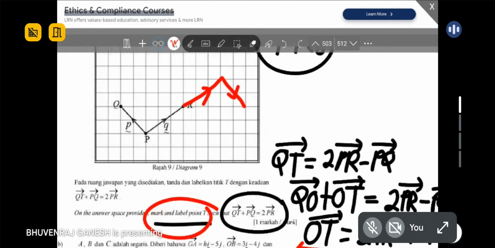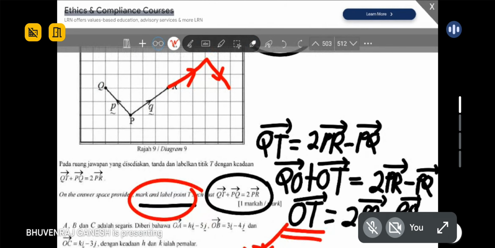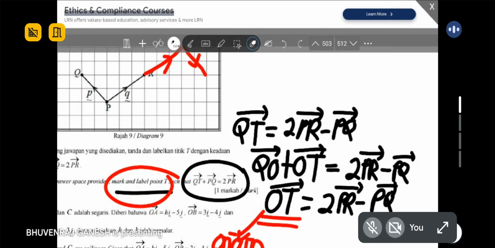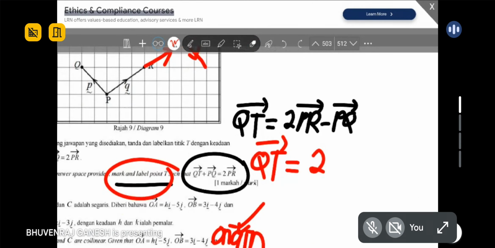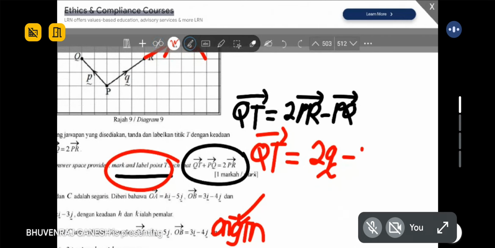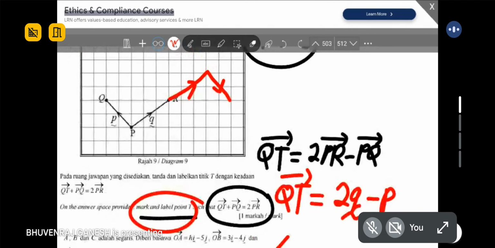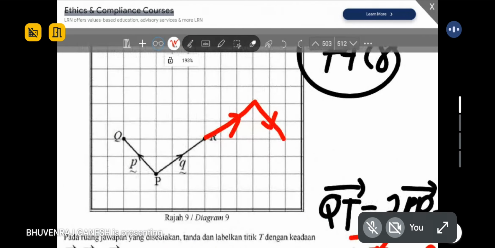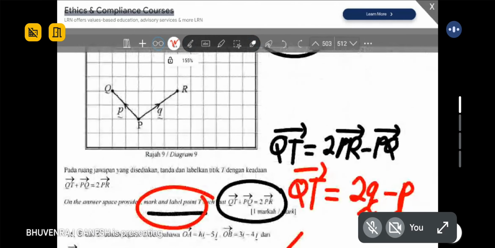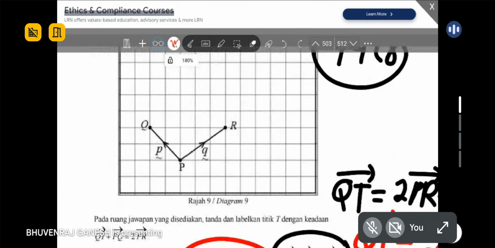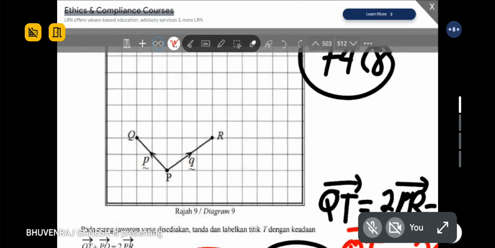You no need to, let me see. Yeah, you no need to separate it like this. You just direct gantikan. So QT is equal to 2PR, PR is Q, right? Based on the question. And then PQ is P. Am I right? So it's 2Q minus P. So you just have to mark 2Q minus P. So Q to T, that is the vector. Okay?